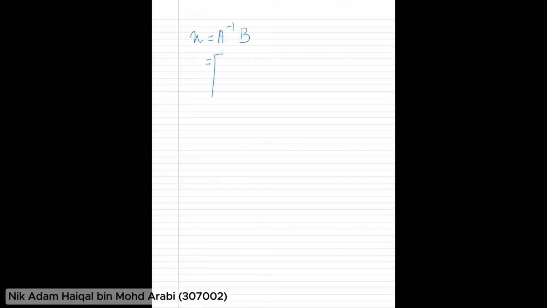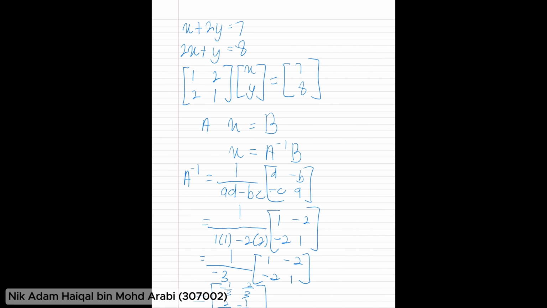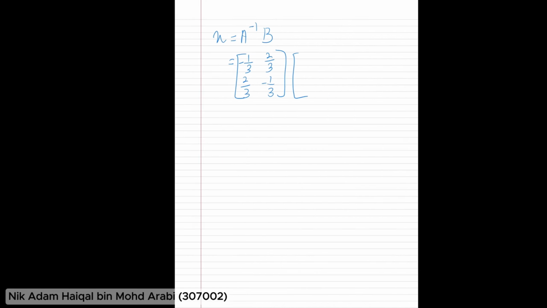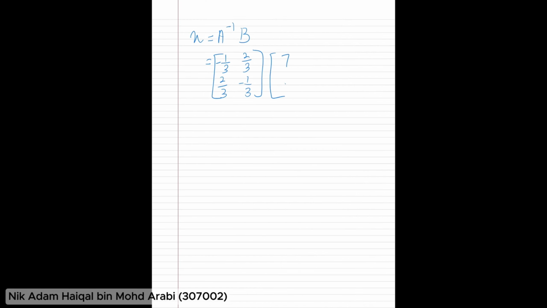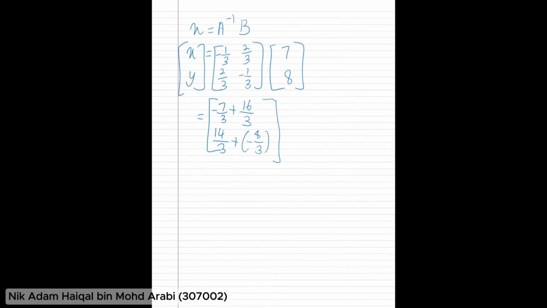So A inverse is negative 1 over 3 times the matrix, multiplied with B. B is the column 7, 8. So we get the answer. This is the final answer: x equals 3 and y equals 2.